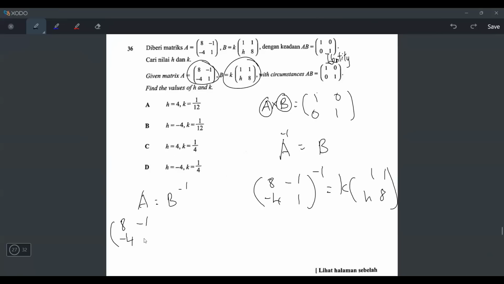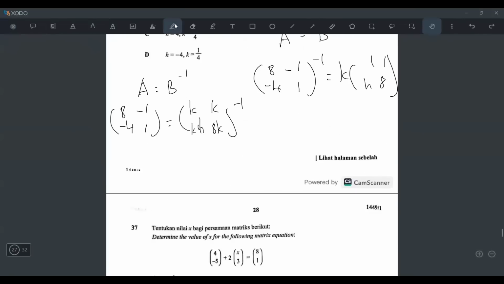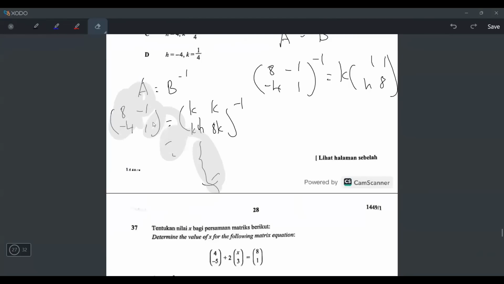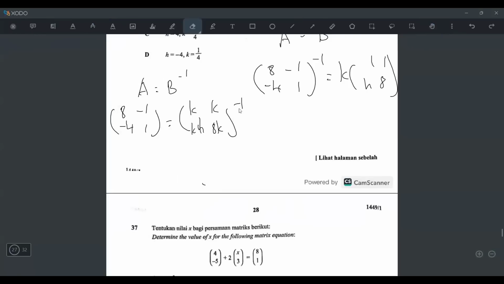But if you write like this, then it will be 8, -1, -4, 1. And then the B inverse, you will darab masuk the K first. So it will be K, K, KH, 8K inverse like that. Because the K you have to times inside. And then baru you do the inverse, and then baru you compare in the end. Can also. If you want to do it like this, can also. But I will erase this because I will just show you the other way. But if you do it like this, you will end up with the same answer. Okay.